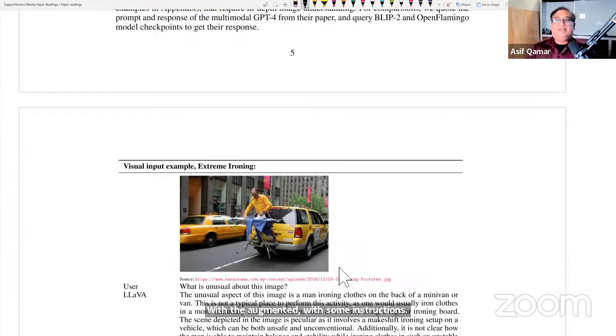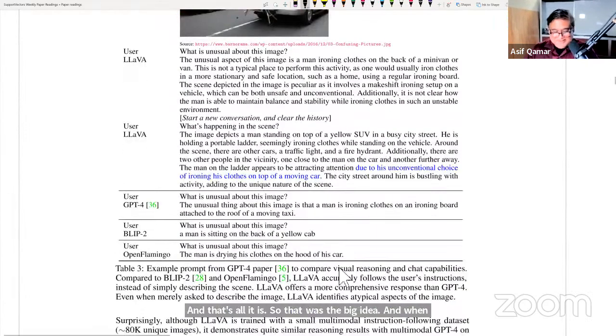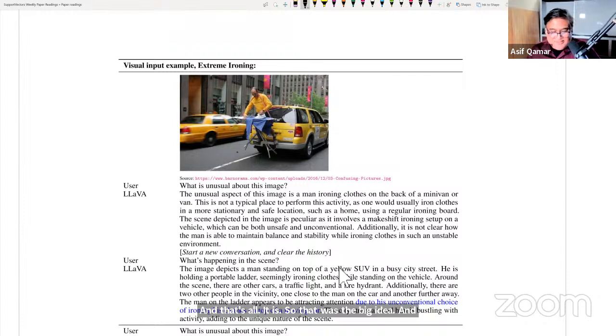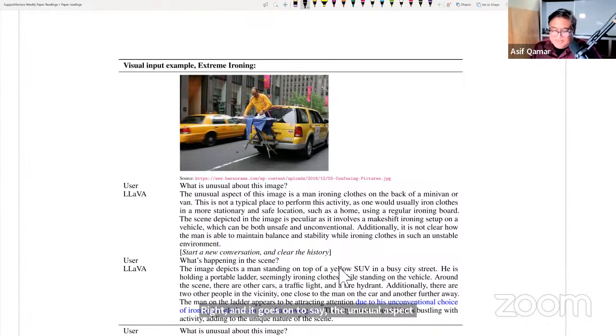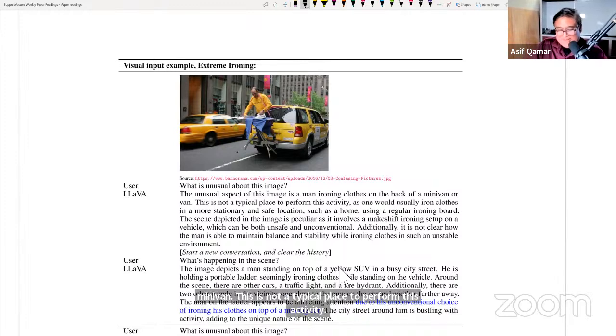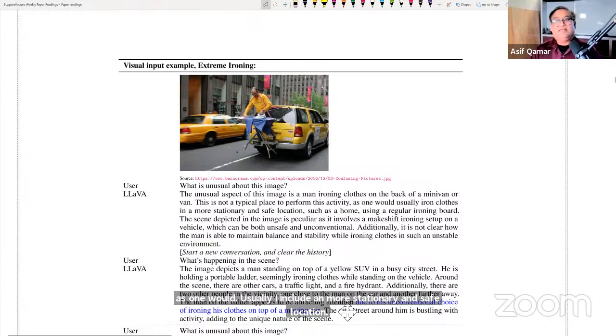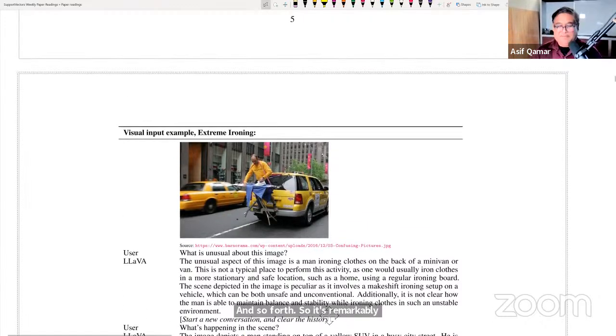And when you did that, the results were surprisingly good. For example, here's a good case. What is unusual about this image? Right. And it goes on to say the unusual aspect of this image is a man ironing clothes on the back of a minivan or van. This is not a typical place to perform this activity, right? As one would usually iron clothes in a more stationary and safe location, and so forth. So it's remarkably good, right?